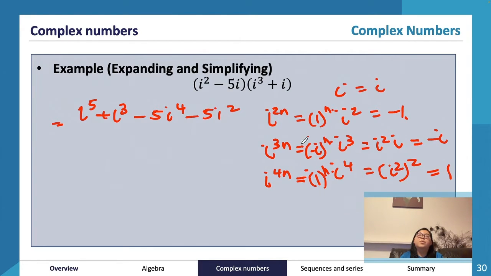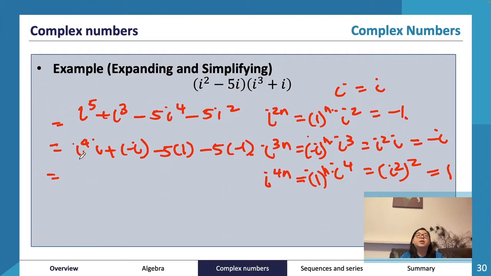But all in all, these are kind of the rules that we can use. So whenever we have this, we try and decompose it so it's in terms of one of these, right? So for i to the power of 5, we can change that to i to the power of 4 times i, right? i to the power of 3, we already know what that is. It's going to be -i. For i to the power of 4, we know it's just 1. And i squared, we also know what that is. It's just going to be -1, right?